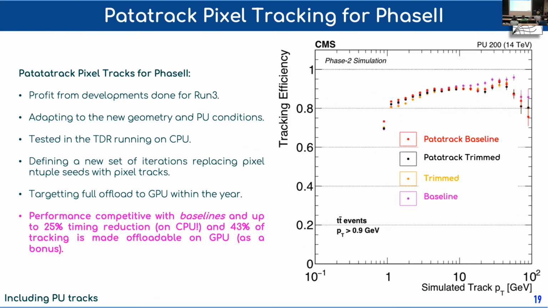But you see that using the GPU pixel tracks as it was in Run 3 for Phase 2, we can keep the same performance that we had for the normal CPU code, and we reached a reduction on CPU. Consider that, let's say, 43% of the tracking is made in this way offloadable.